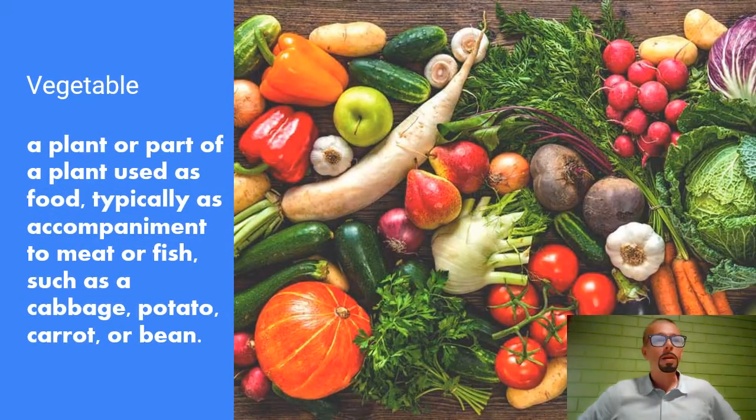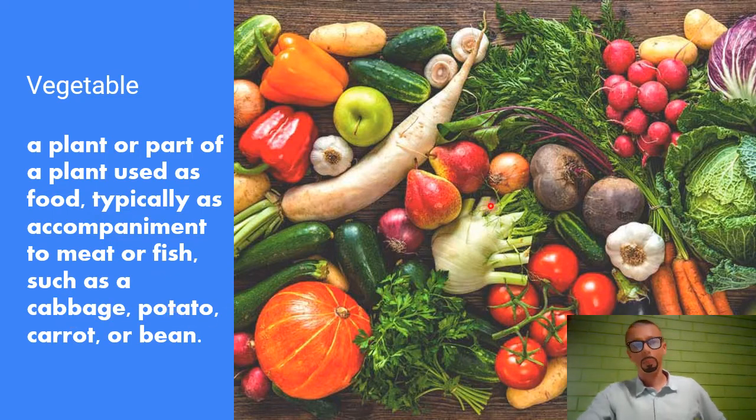So we're coming down to another category and it is vegetable. Vegetable, let's read the definition first. A vegetable is a plant or part of a plant used as food. Typically, you eat vegetables together with meat or fish, or some other food, such as cabbage, potatoes, or beans. And vegetables usually grow on a plant, right? Vegetables never grow on a tree.